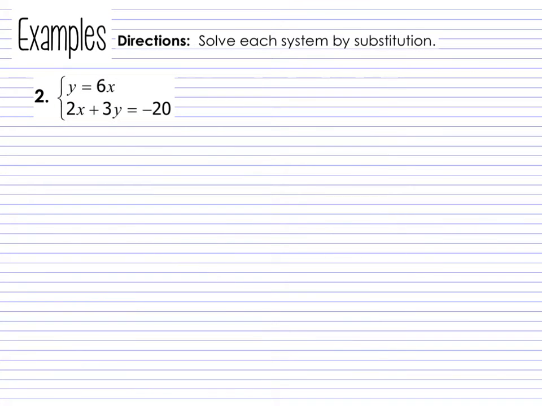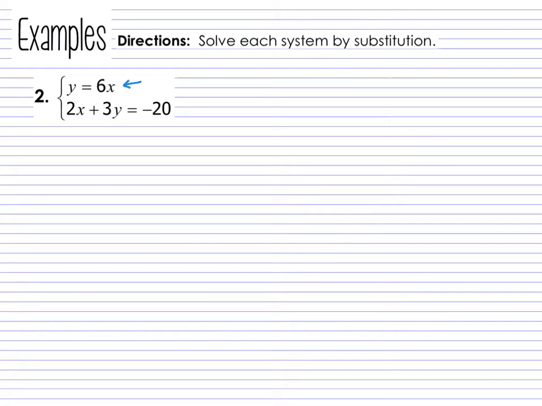Here's example number 2. So in example number 2, we have our two equations again, and we have two variables. Step 1 says that we need to isolate either x or y in one of the equations. Well, what's nice is in this first equation here, y equals 6x, the y is isolated. So we know that y is equal to 6x.